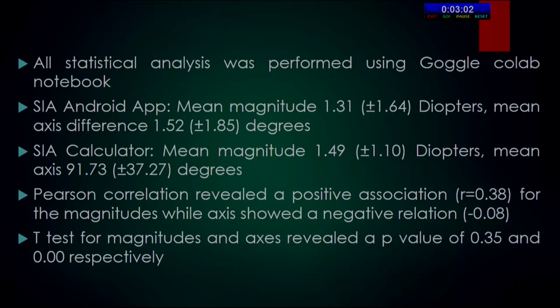For the SIA Android app that we made, we got a mean magnitude of 1.31 diopters and mean axis of 1.52 degrees. And in the existing SIA calculator, the mean magnitude we got was 1.49 diopters and mean axis 91.73 degrees. Pearson correlation revealed a positive association, that is R is equal to 0.38 for the magnitudes, while for axis it showed a negative relation of minus 0.08. T-test for magnitudes and axis revealed a p-value of 0.35 and 0.00 respectively.